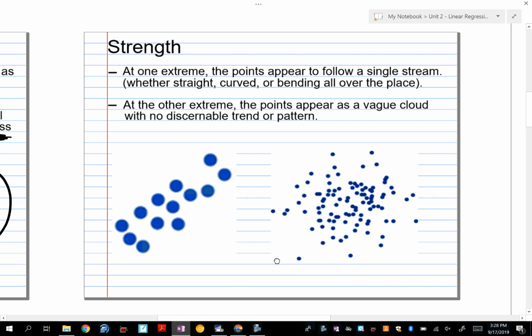This one to the right, I know the dots are smaller. This has nothing to do with it. See how you can't really tell the direction it's going? Like, is it positive? I don't really know. It's a cloud. If you see a cloud-like scatter plot, that's going to be weak. The strength of this would be weak.